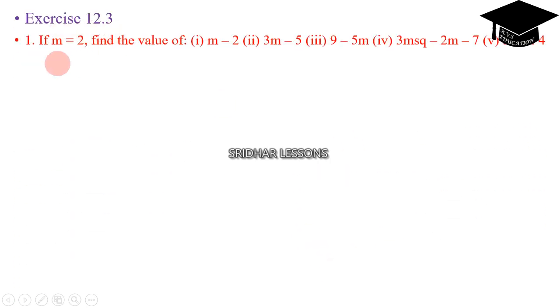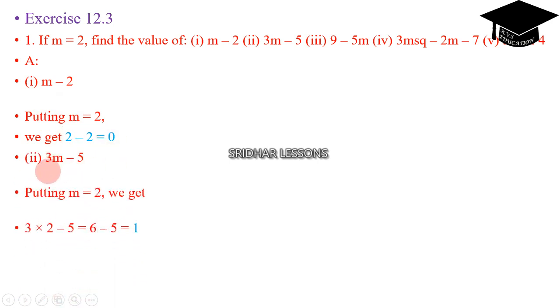Exercise 12.3. Question number 1. If m is equal to 2, find the value of the first one, m minus 2. So what we have to do? We have to put m is equal to 2 in the given equation. Okay. If we put m is equal to 2 in the given equation, 2 minus 2 is equal to 0.